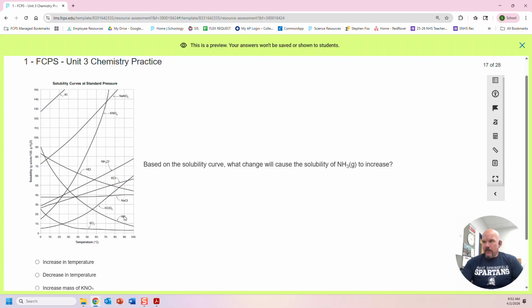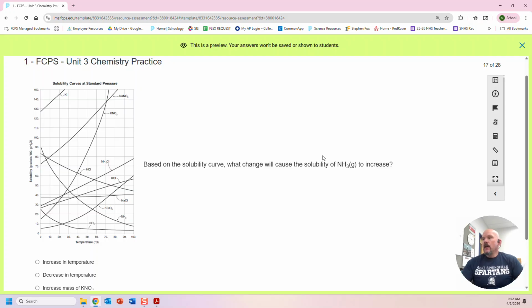We've got to find where NH3 is here, and if we look at it, it's showing that NH3 is becoming less soluble as temperature increases, and that's usually true for gases. Gases are less soluble in warmer water, but solids like salts, and notice all these are salts here, their solubility increases as temperature increases.